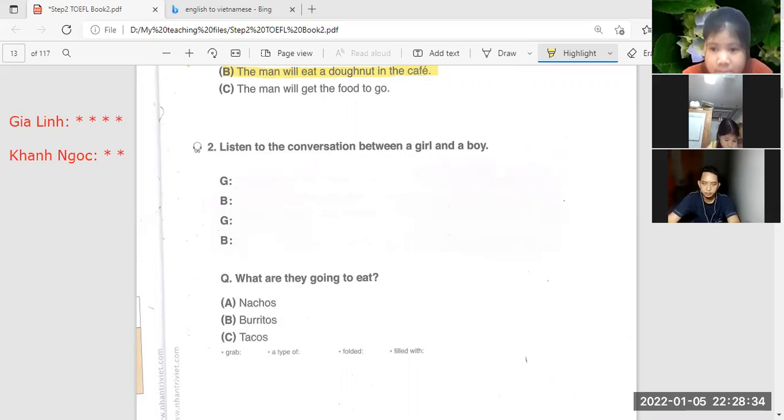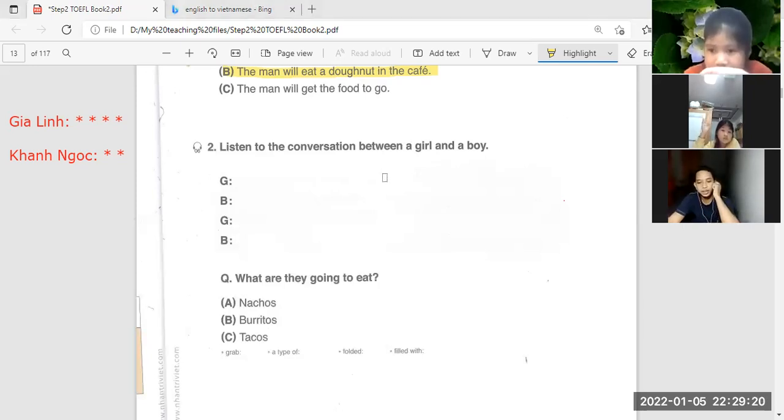Number 2. Listen to the conversation between a girl and a boy. Hi, Alex. Let's go grab a taco. A taco? What is that? I've never had one before. It's a type of Mexican food. It's a folded corn tortilla filled with mixed meat and beans. It's very tasty. You will like it. Well, I like meat and beans. I will try one today. What are they going to eat? A. Nachos. B. Burritos. C. Tacos.